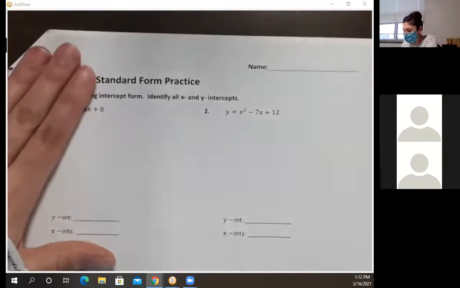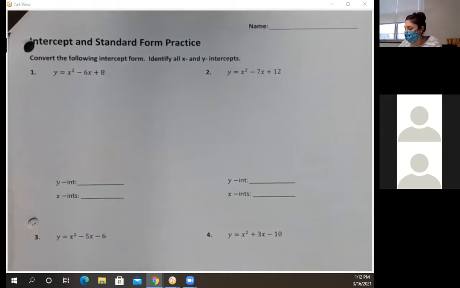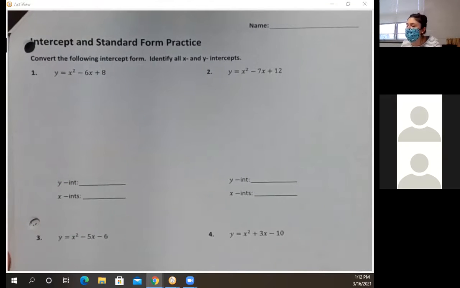Okay, go ahead and turn to page 19. And I would like you to try now problems 1 through 4 on page 19. So same thing we just worked on, but this time we're adding in identifying those intercepts.